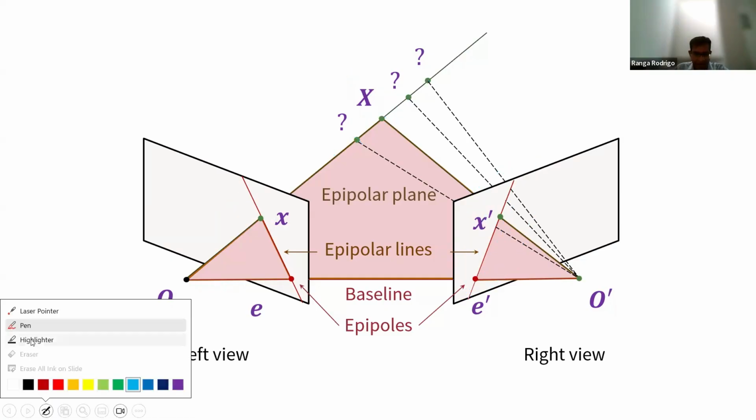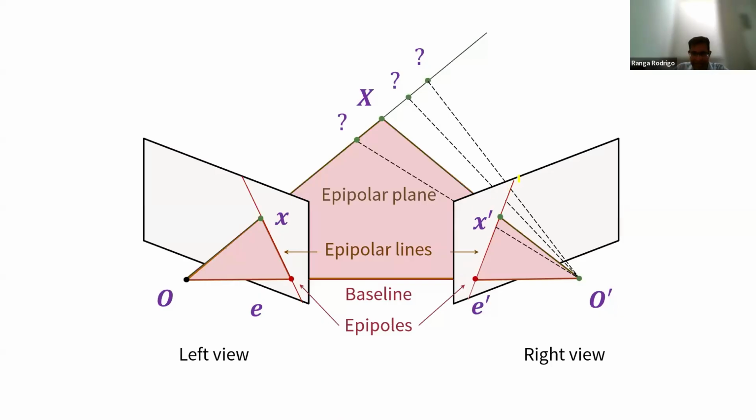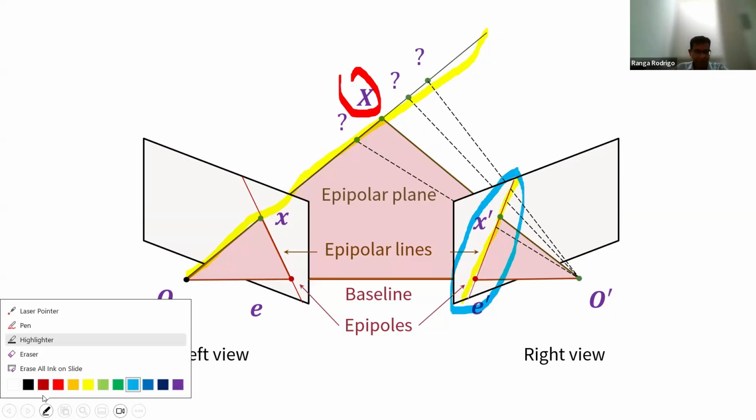Again, this red line is the image of the ray that is going to the camera center of the first camera. Can you see that? So the image of capital X, which we do not know where it is, can appear anywhere along that line. That line is called the epipolar line.